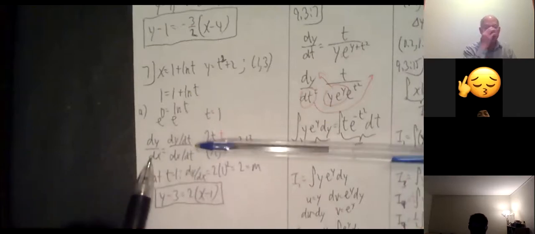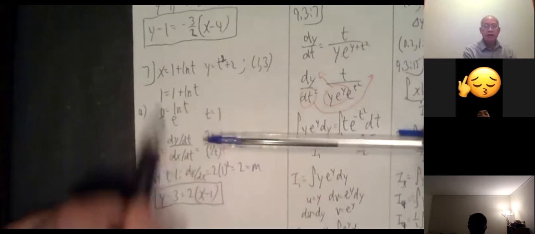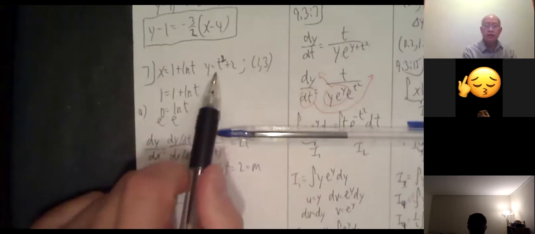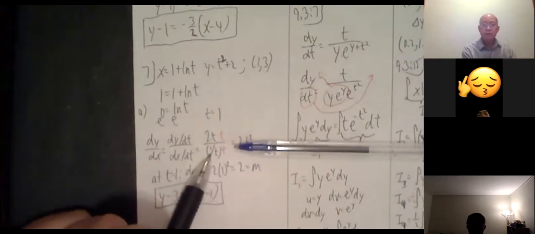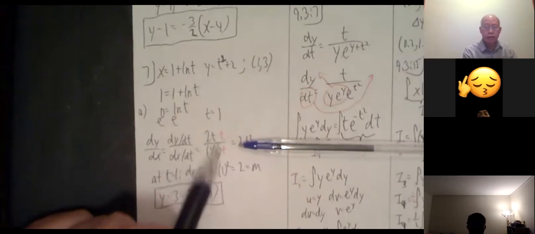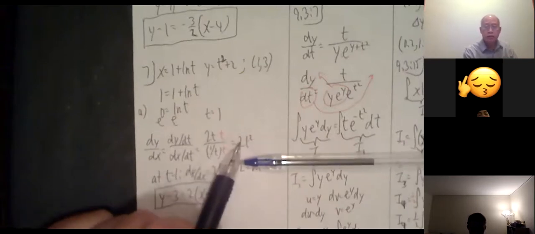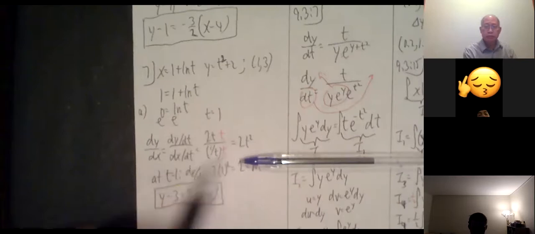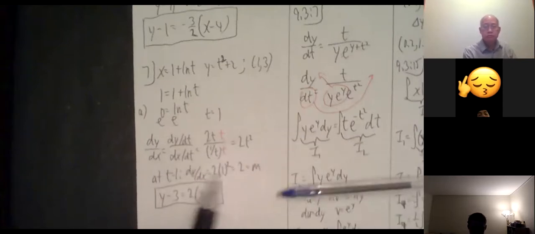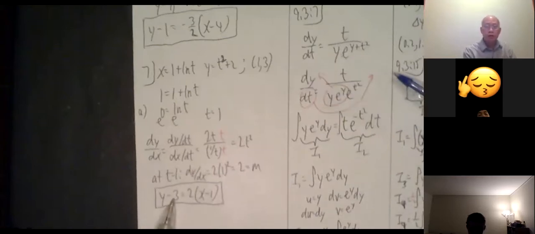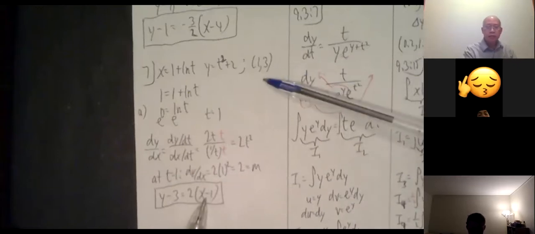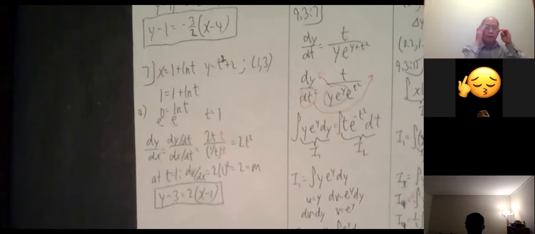Okay, so dy/dx is dy/dt divided by dx/dt. So dy/dt is 2t. dx/dt is 1 over t. I don't like the way that looks, so I multiply top and bottom by t. So that cancels out to 2t squared. Now I plug in t equals 1. dy/dx is 2. That's my slope. So point slope: y minus y1 equals m times x minus x1. Okay, so that's part A.